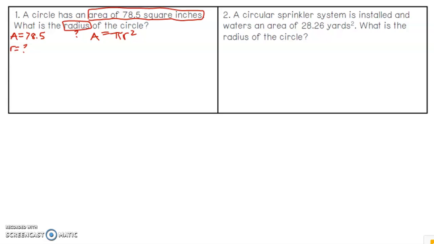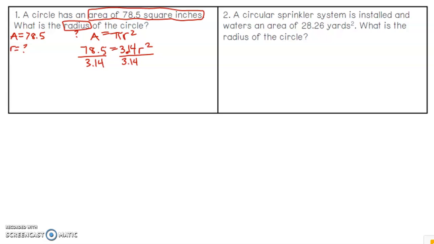All right, this time I have the area. So I'm going to replace area with 78.5. I'm going to go ahead and put 3.14 for pi times r squared. I don't know r, so it has to stay. So I'm solving for r. So I want to isolate that. I want to make the coefficient 1. So I divide by 3.14.